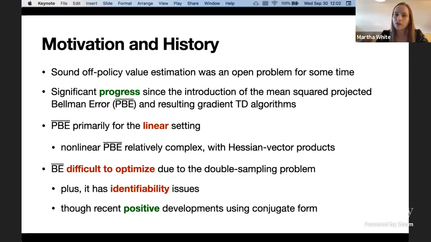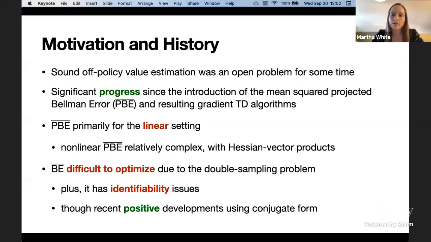And so there's a long history here trying to understand what kind of objectives should we use for value estimation. And in fact, even sound off-policy value estimation was an open problem for quite some time. You know, everyone used TD. TD is a beautiful algorithm. Q-learning is a beautiful algorithm. They have stood the test of time, but yet we know they have soundness problems.